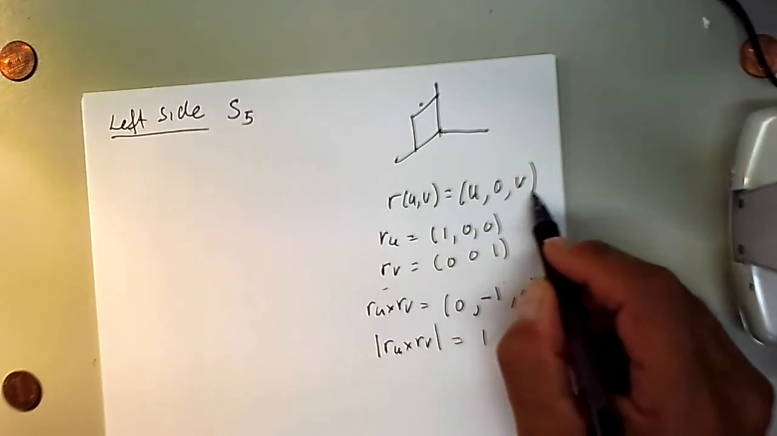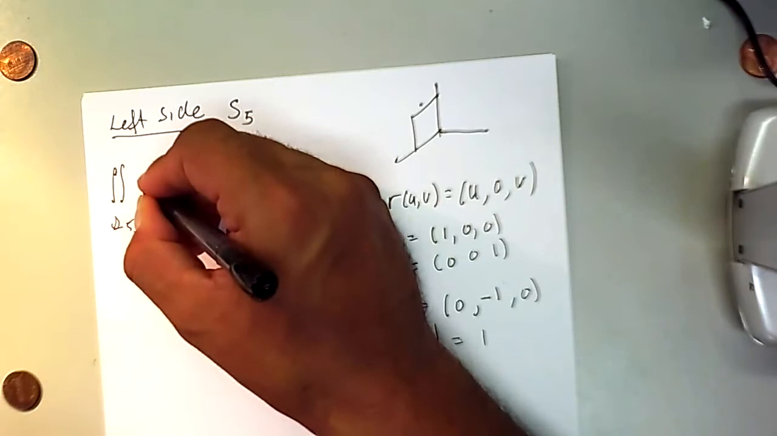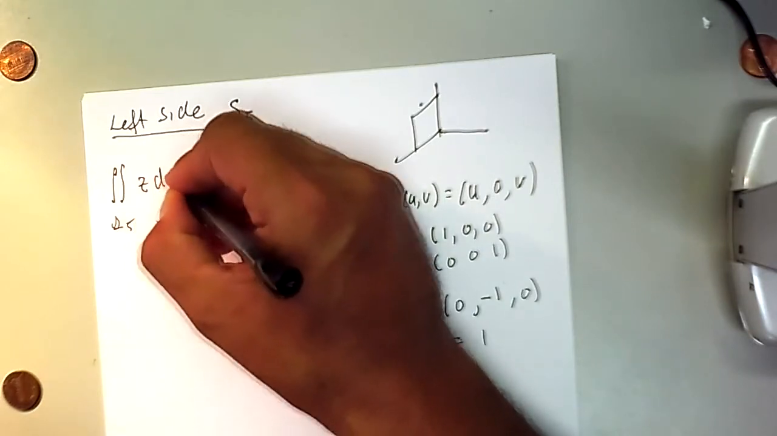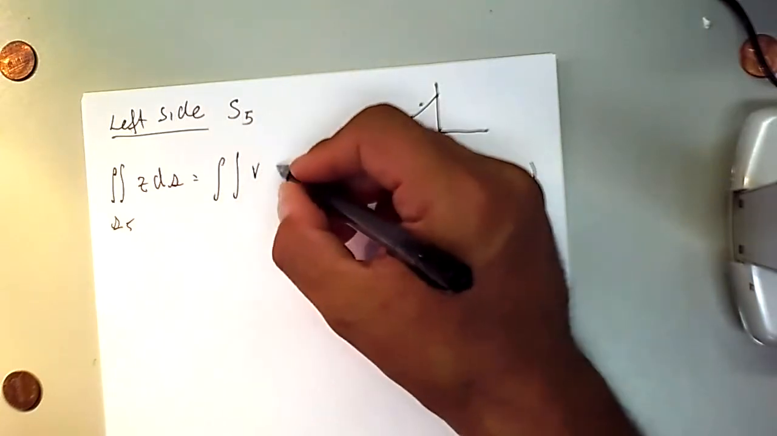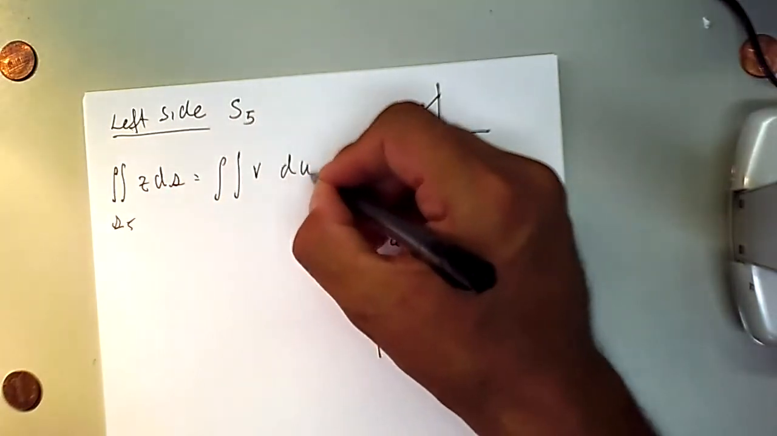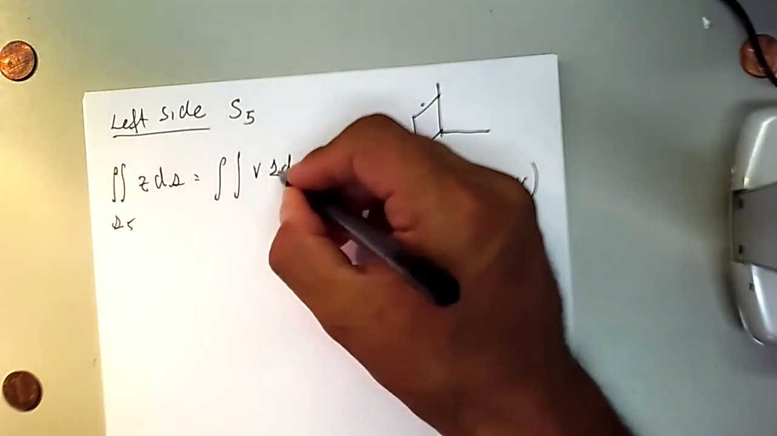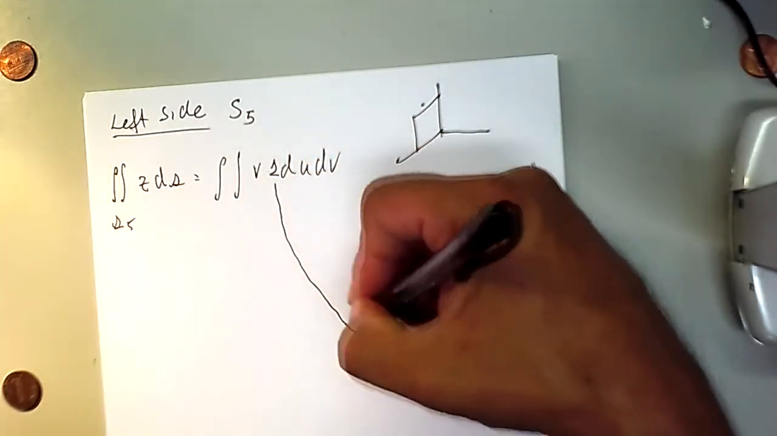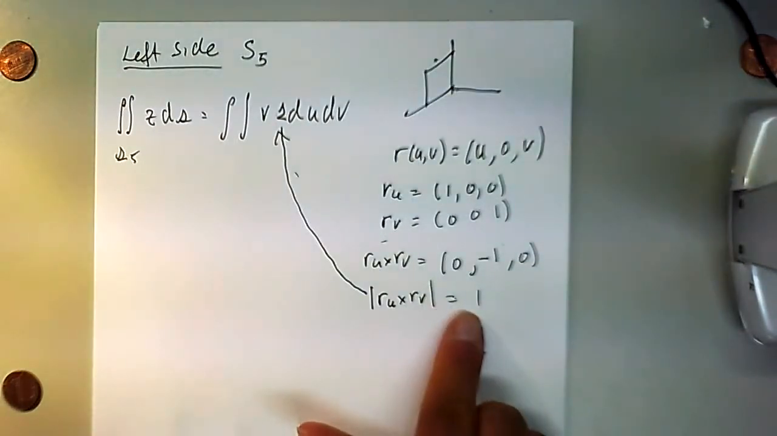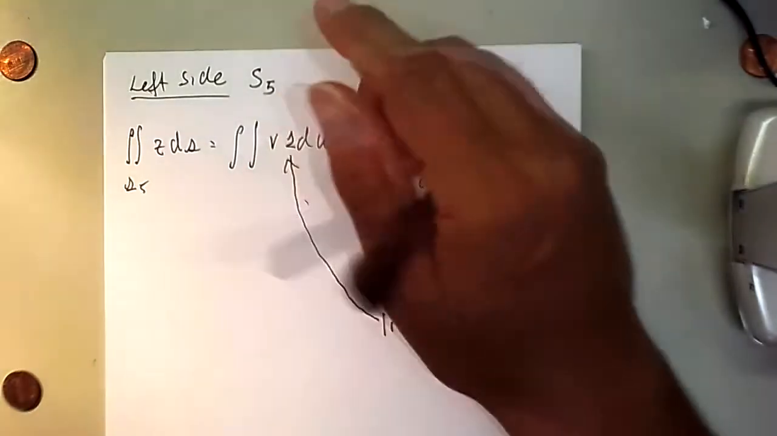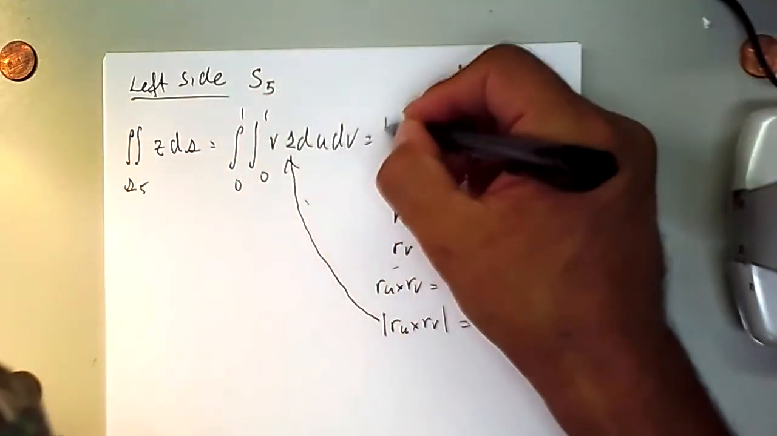V is Z. So S5, ZDS is the iterated integral of V, UV. Oh, there's a 1 that I'm missing. I better not forget it. Times 1, and that 1 comes from that. So pay close attention to that because sometimes that won't be 1. It will be something different. 0, 1, 0, 1. We've gone through this exercise a couple of times. The answer is 1/2.